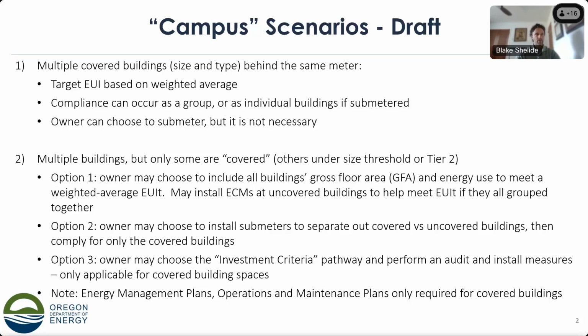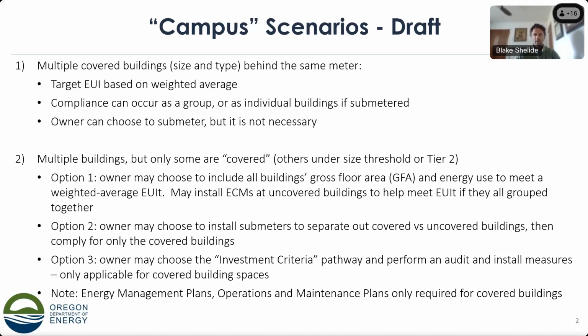And then there's another option too, where if grouping them all maybe isn't the best strategy for the owner, they could choose to install sub-meters to separate out the covered and uncovered buildings, and then of course only comply for the covered buildings. And then there's another pathway too, where the owner could just choose the investment criteria for the pathway without sub-metering and perform an audit and install measures only applicable for the covered building spaces. And then just a note here too, that like in the other requirement for energy management plans, operations and maintenance plans would still only apply for the covered buildings too.